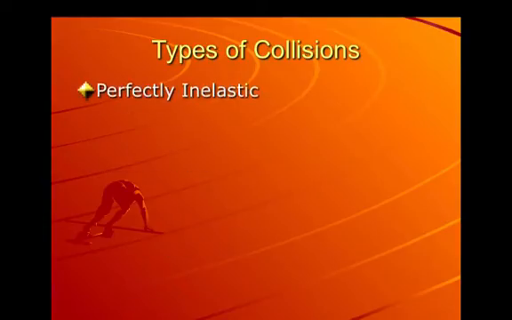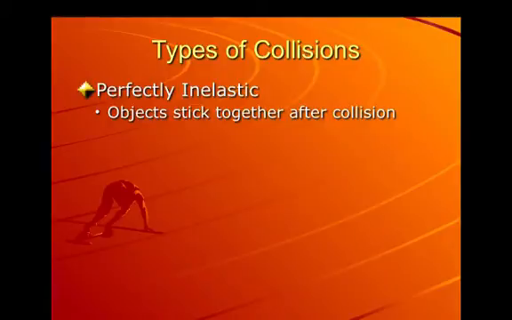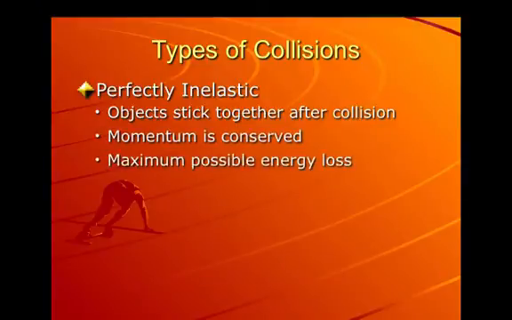Our third type of collision is called a perfectly inelastic collision. Now, like all collisions, they conserve momentum. But the one thing that signifies a perfectly inelastic collision is that the objects remain stuck together after the collision. So the one thing that will identify it is that they remain stuck together. So momentum is still conserved, but here we're going to get the most energy loss of any type of collision, and that's due to that sticking together.